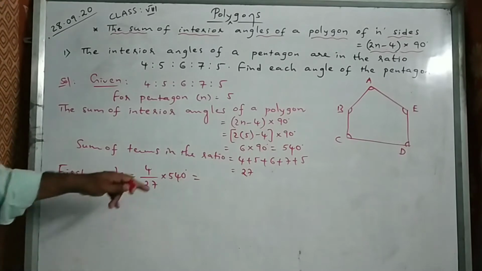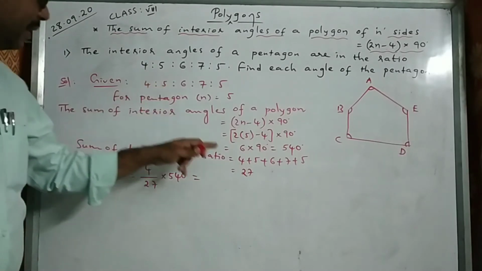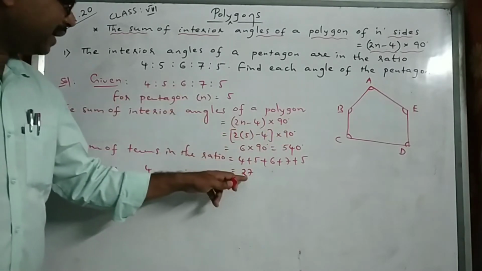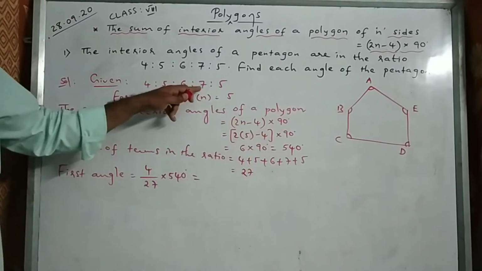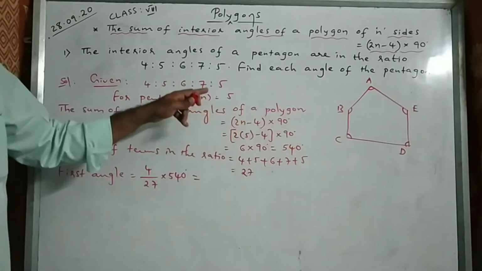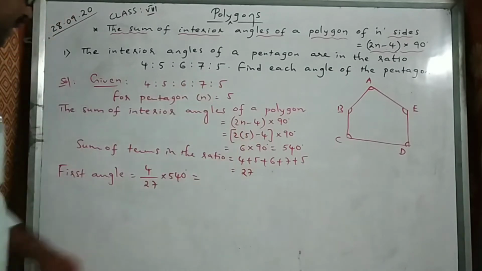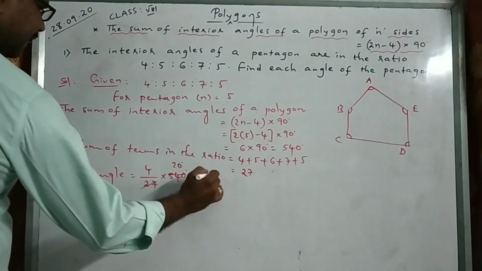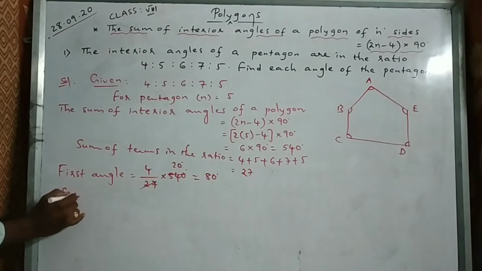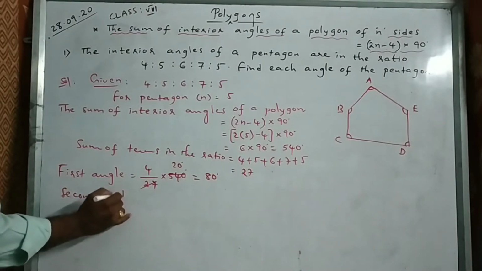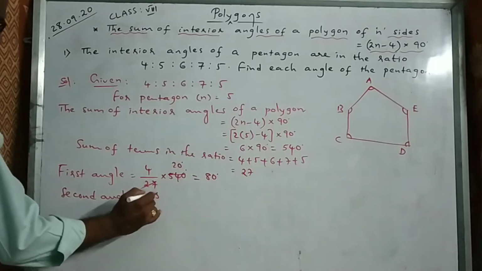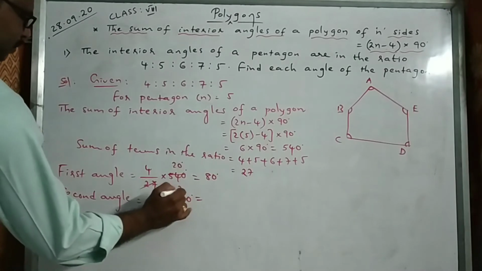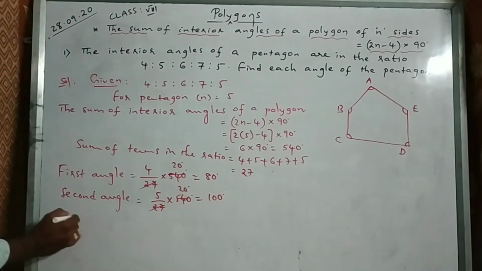If you want to find the second angle, 5 by 27 into 540. Third, 6 by 27 into 540. 7 by 27 into 540. Fifth angle, 5 by 27 into 540. So easy. 27 twos, 40, 4 twenties are 80. So what is the first angle? 80. If you want to find the second angle, what is the second term here? 5 by 27 into 540. So 27 twenties, 5 twenties are 100.